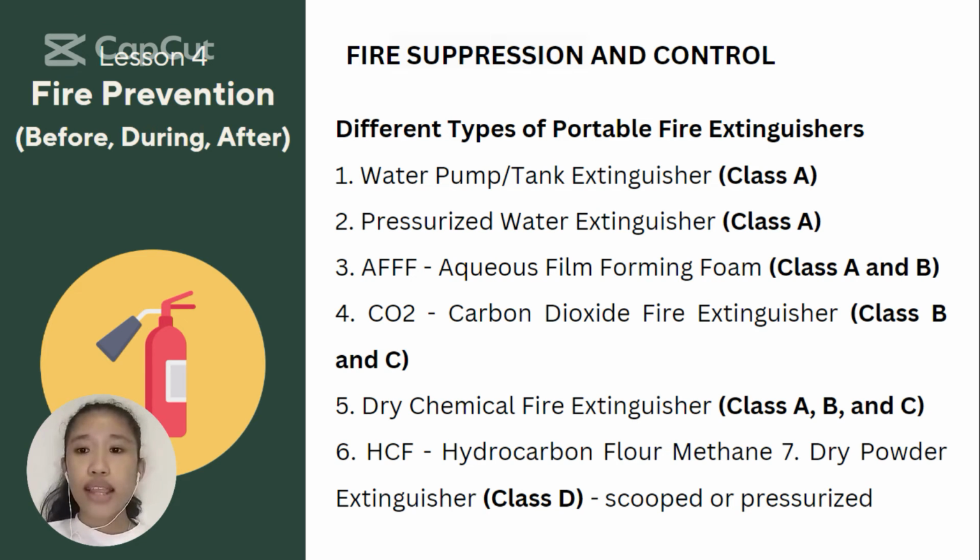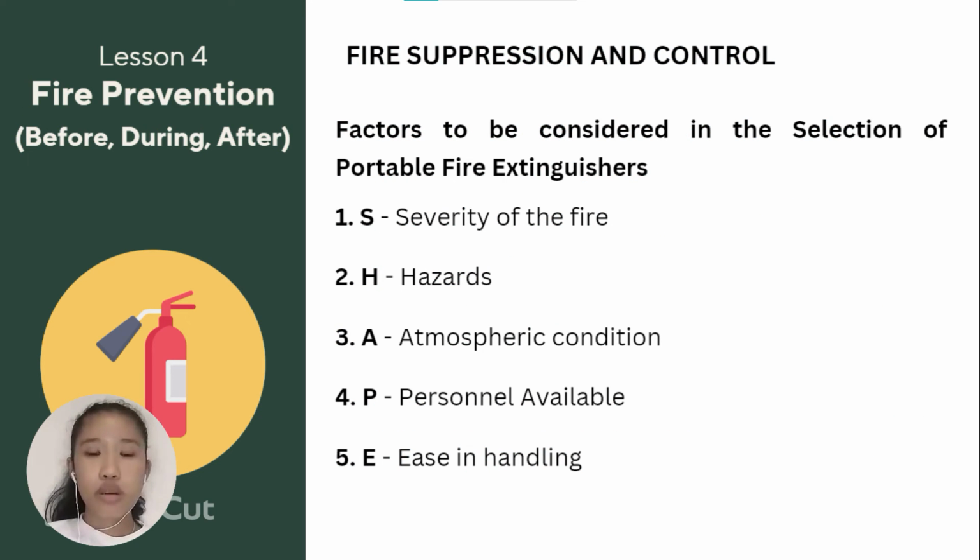And last, the dry powder extinguisher. This extinguisher also works as a barrier, to separate the oxygen source and the fire. But it is not very good at putting out fire, so there's still a possibility that the fire will come back or reignite. So, the next slide.